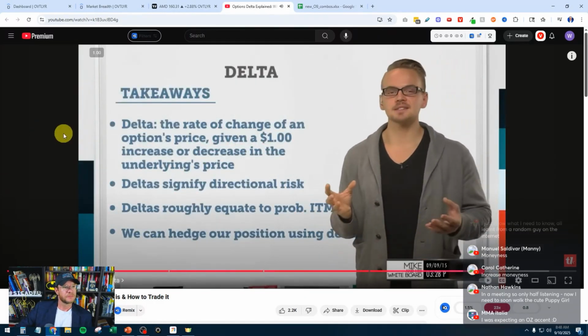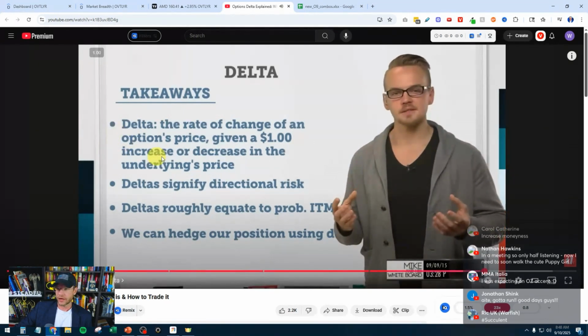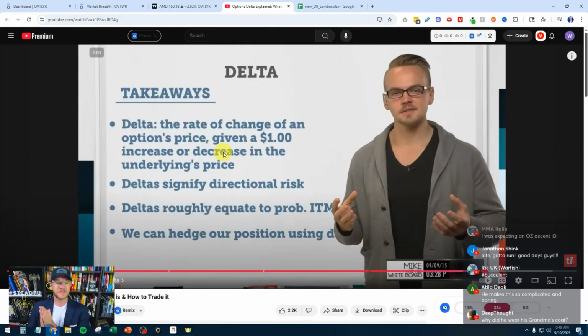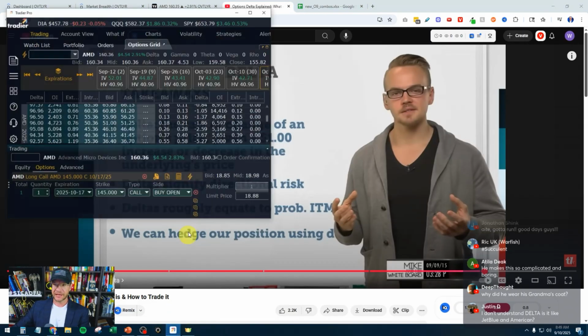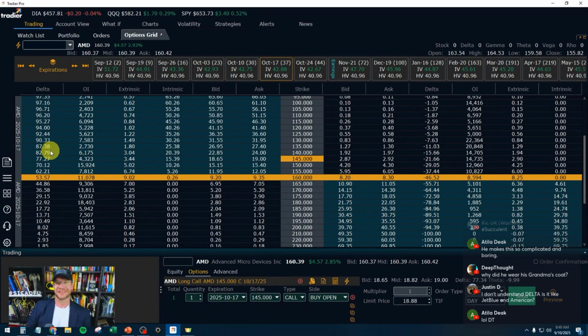So delta, again, is the rate of change of an option's price given a $1 increase or decrease in the underlying price. I agree with that wholeheartedly because that's what it is. That's what I like to look at delta as: the speed at which you're traveling down the interstate. If you are traveling at 20 miles an hour, you're not going very far very fast. If you're traveling at 87 miles an hour, you're driving on that tollway around Austin where the Tesla Gigafactory's at, and I think the speed limit on that is 85.